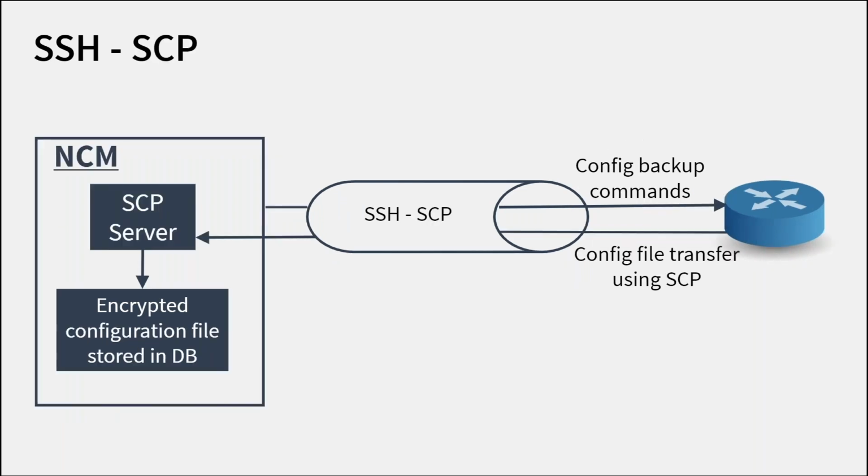Next, we have the SSH SCP based configuration backup. So a communication channel is created using SSH SCP. The configuration backup commands are sent through this particular channel, and the configuration file transfer happens from the device to NCM using the SCP protocol. So the SCP server associated with NCM will then receive this configuration file, encrypt it, and store it in the database.